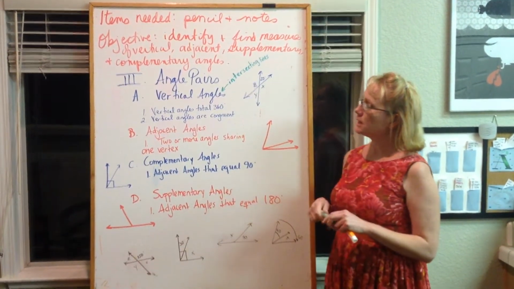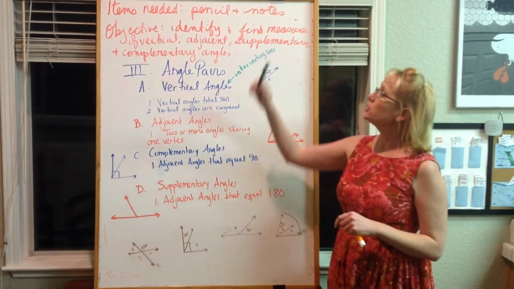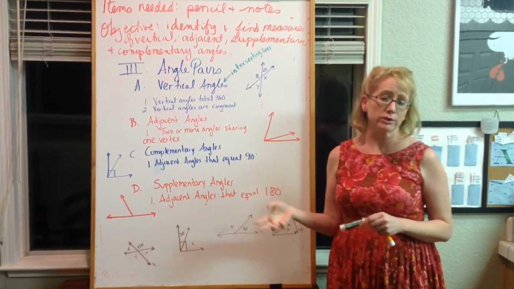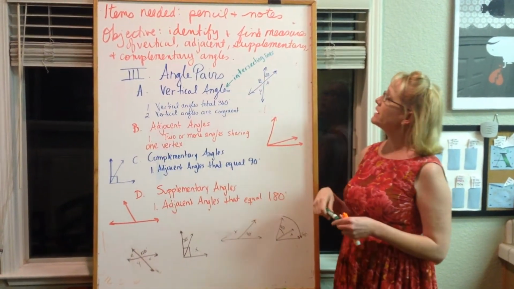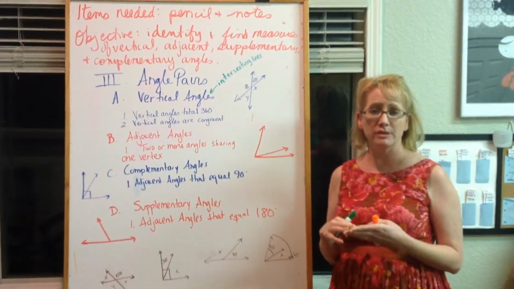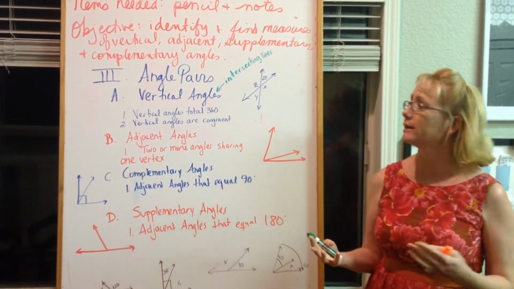This is going to be topic 11.3. I forgot to write it on there, but that's what this is. You're going to need your pencil and your notes. This is a really interesting chapter, but there's a lot of words to learn. You're going to be identifying and finding measures of vertical, adjacent, supplementary, and complementary angles. We started talking about angles earlier, and now we're going to talk about special angles.